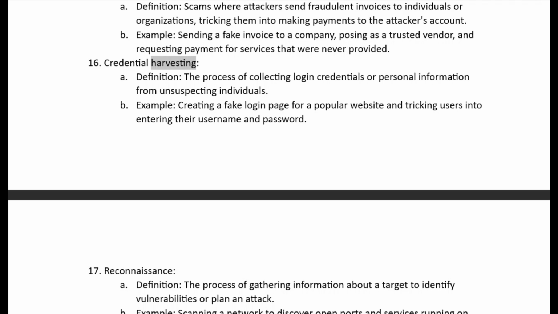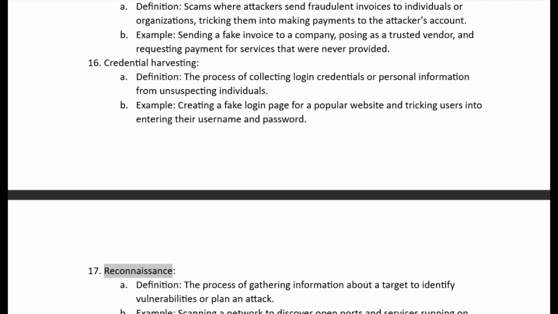Credential harvesting. Definition: the process of collecting login credentials or personal information from unsuspecting individuals. Example: creating a fake login page for a popular website and tricking users into entering their username and password.